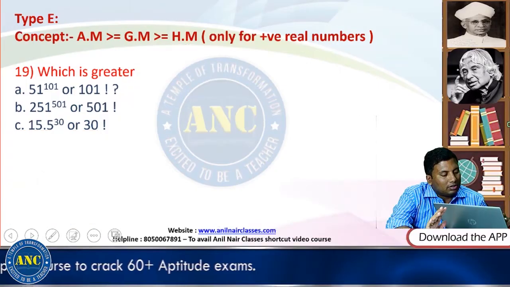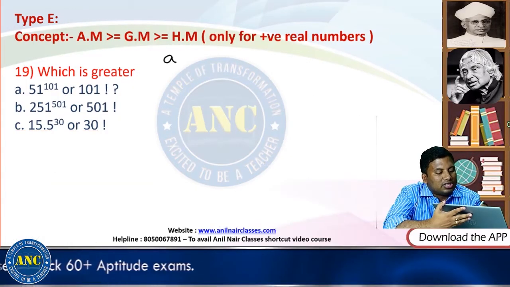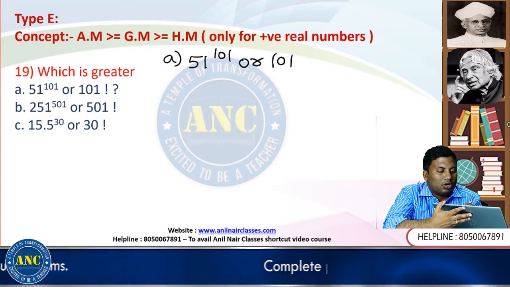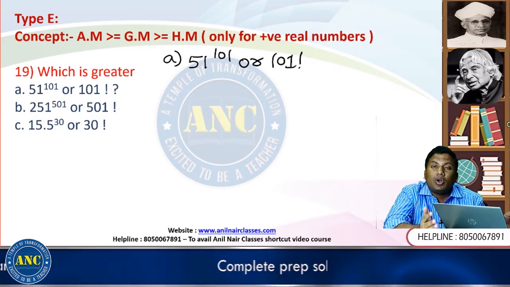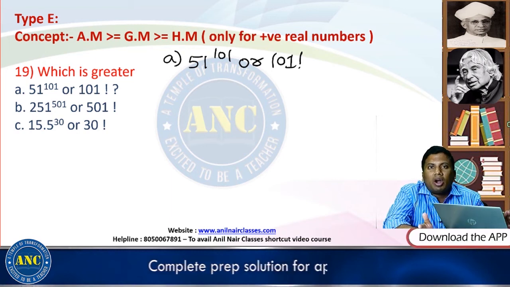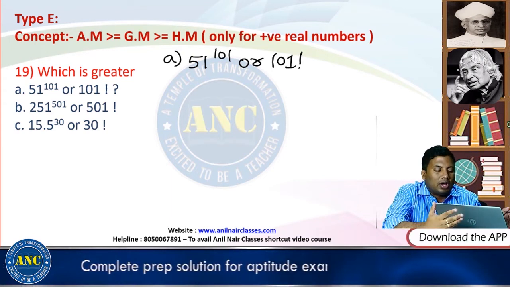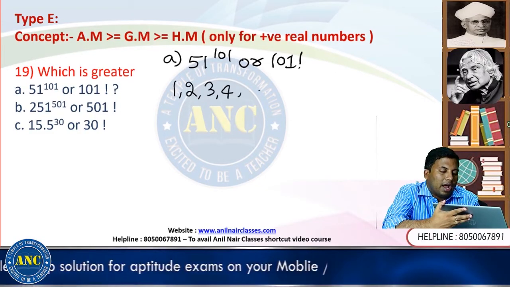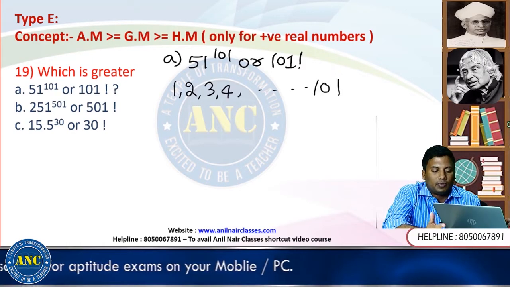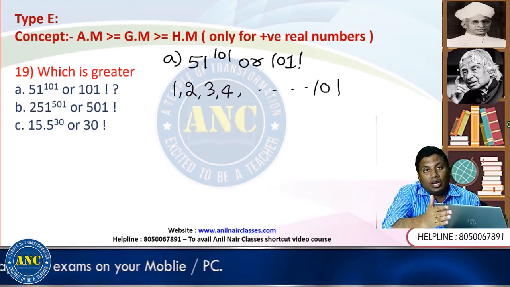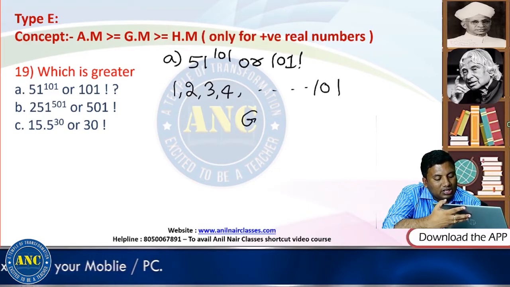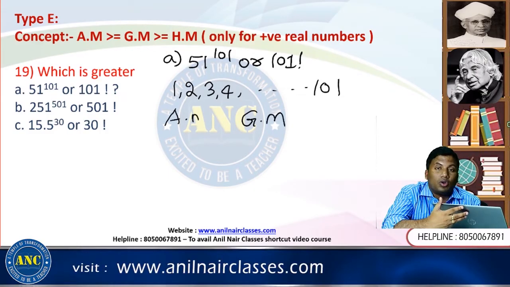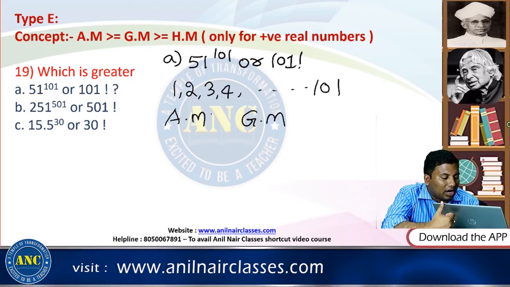First question, which is greater, 51 power 101 or 101 factorial? 101 factorial is nothing but the product of all natural numbers from 1 to 101. Let me take it as 1, 2, 3, 4 and so on up to 101. 101 factorial means product, and product will come in geometric mean. So we just now knew that there is no reciprocal here, so harmonic mean will not come.